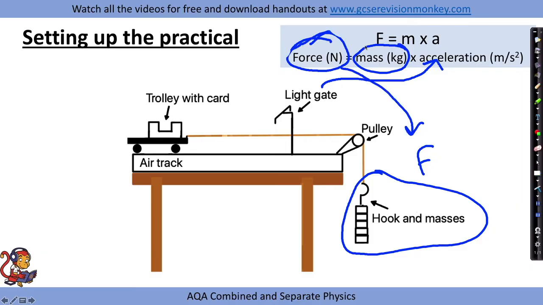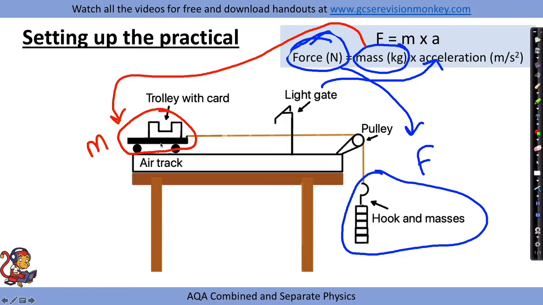If we wanted to change the mass of the system, we would be changing the mass of the trolley over here on this section. So shortly I'm going to go through two practicals, one whereby you change the mass and keep the force the same, and one whereby you change the force and keep the mass the same. But in each of them you're measuring acceleration using the light gate.